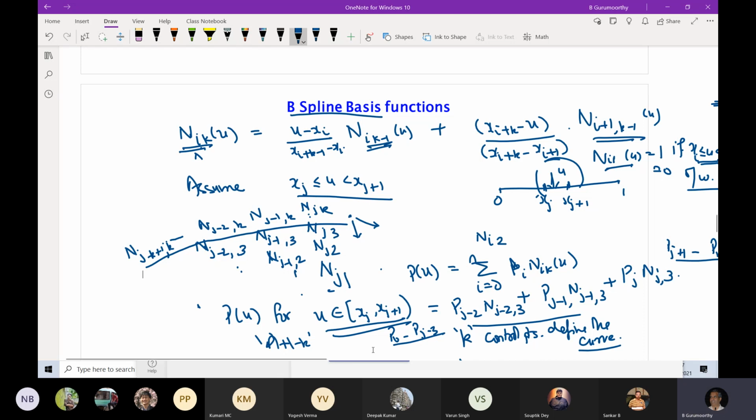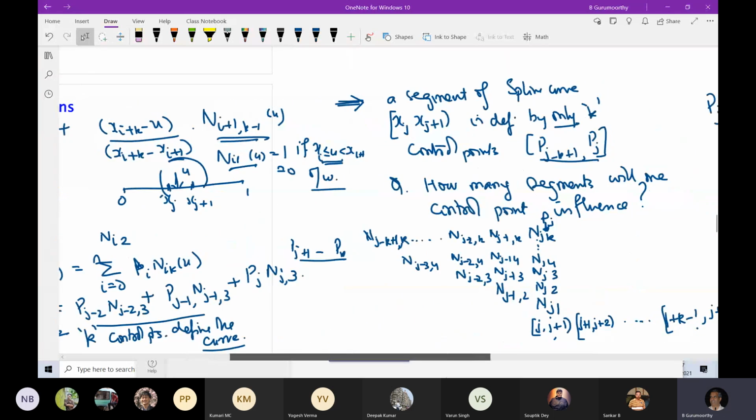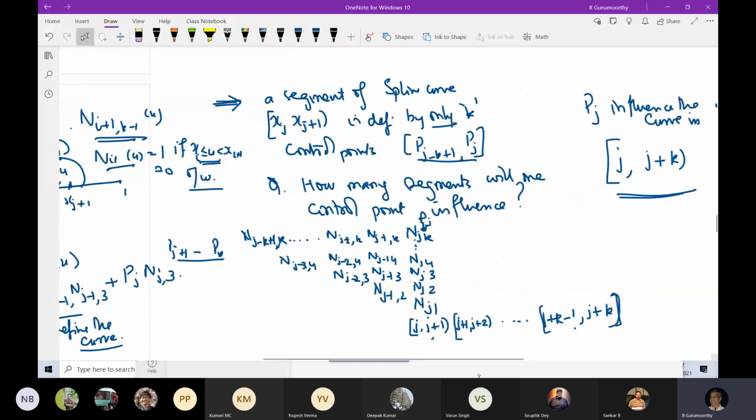We also used this to plot the other triangle, which shows in how many intervals N j,k will be non-zero. This is the first interval for which we did it. Then as we keep sliding to the right, the last one where N j,k will appear is j plus k minus 1. Again, there are k intervals in which the basis function will appear, and the same number of segments will be influenced by the corresponding control point.